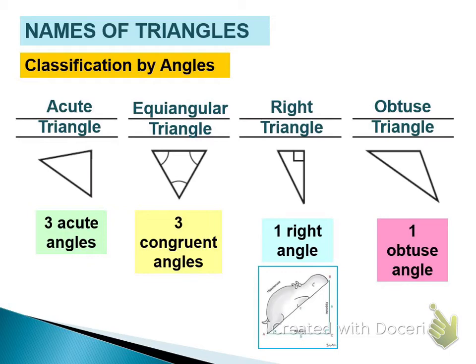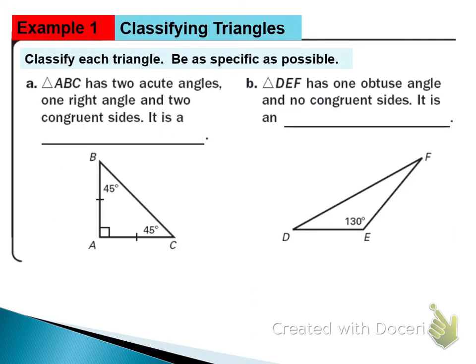All right. We're going to use it below. It says classify each triangle, be as specific as possible. That means classify by both angles and sides. We can do either one first. You can read the description, or you can just look at the picture.